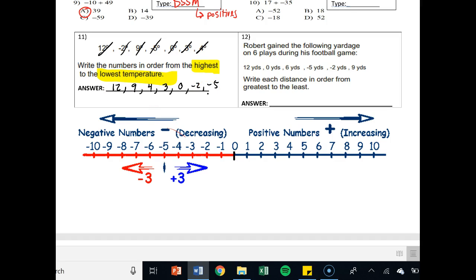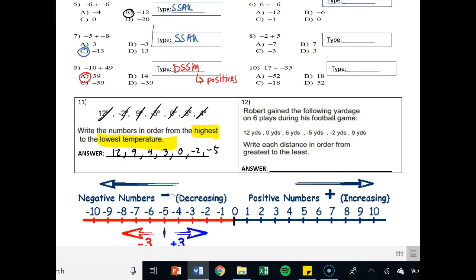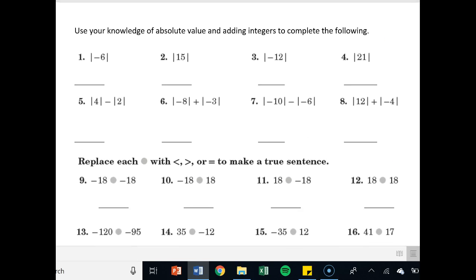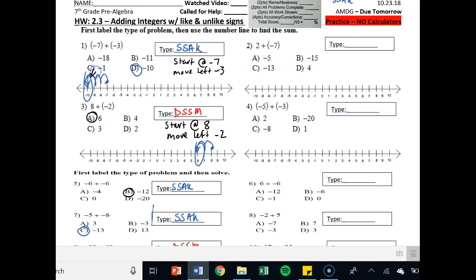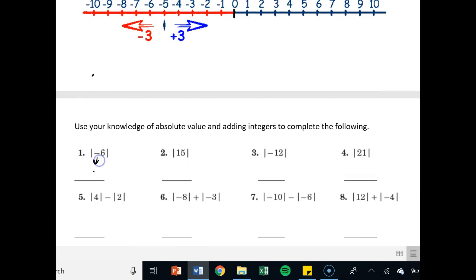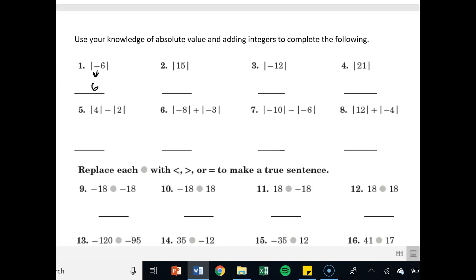If I were you, again, I'd pause the video right now, go back, make sure you showed all work just like I had shown. All right, backside, it's all about absolute value and then comparing. So we know absolute value is just how many spaces a number is from 0. What's the absolute value of 6? It's 6, right? Done. What's the absolute value of 15? It's 15. It's not -15. What's the absolute value of -12? It's 12. What's the absolute value of 21? It's 21, all right? Very easy.